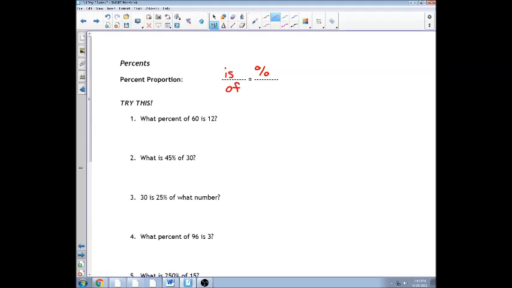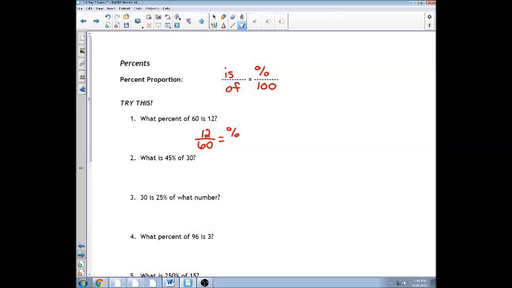The numerator on the right is our percentage over 100, because again, 100% is the max we could have. What percent of 60 is 12? In this case, what do we not have? We do not have our percentage, but we do have our of, and that is 60. We do have our is, so that's 12. What we do not have is our percentage.